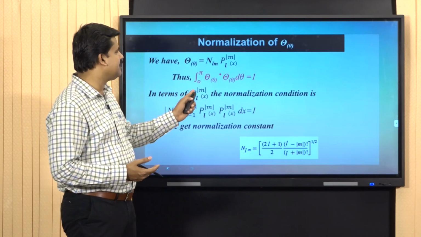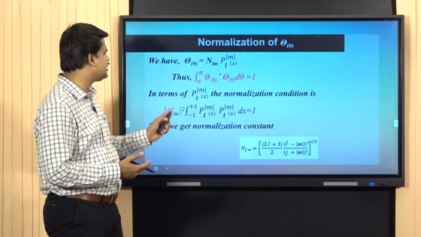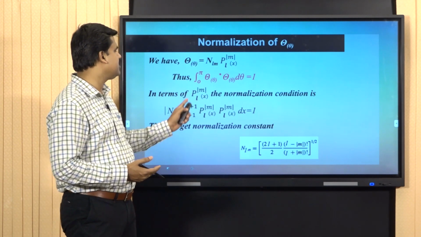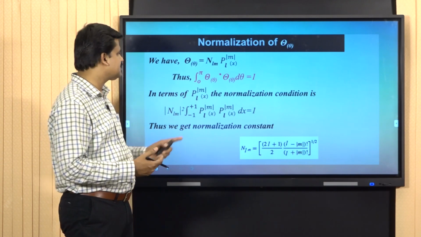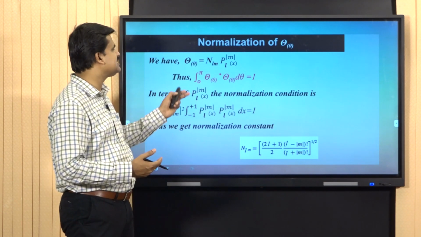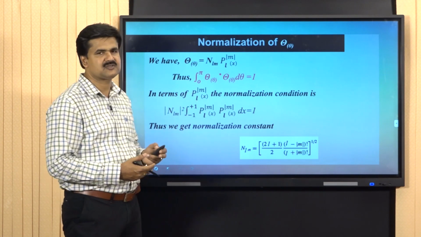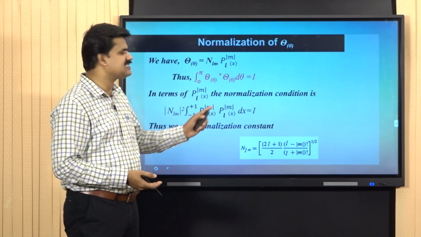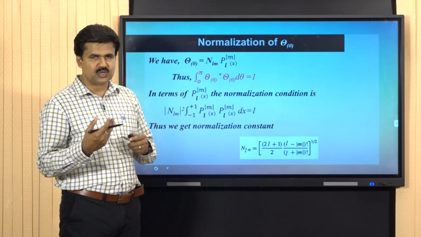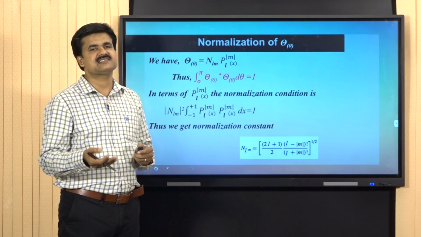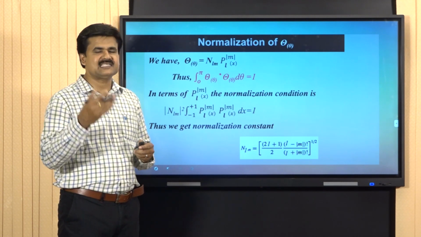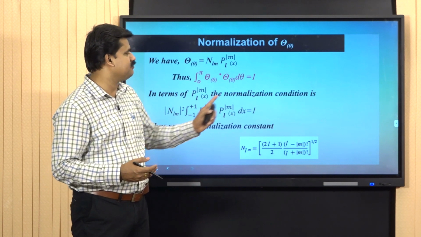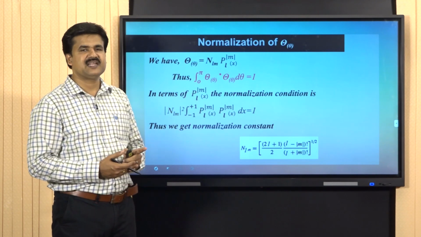In terms of P_L^M(x), the normalization condition is like this. N_LM square, integral from minus 1 to plus 1. This is because the limit of integration changes from 0 to pi to minus 1 to plus 1, that we have already discussed. This is in terms of theta and this is in terms of x. x is equal to cos theta. For theta, the range is from 0 to pi, and for x, the range is from minus 1 to plus 1.